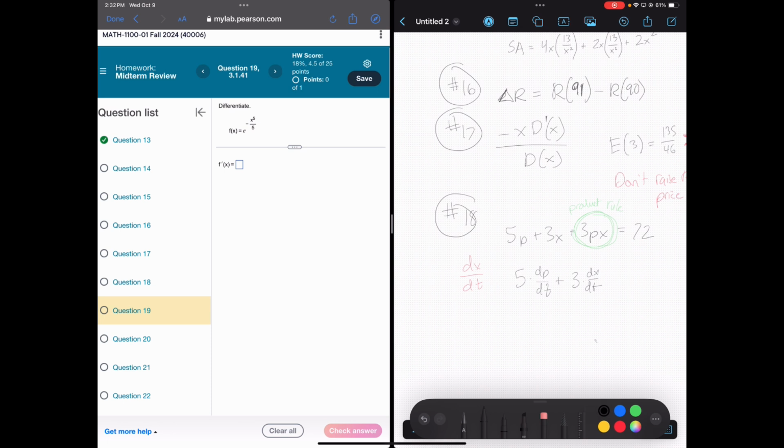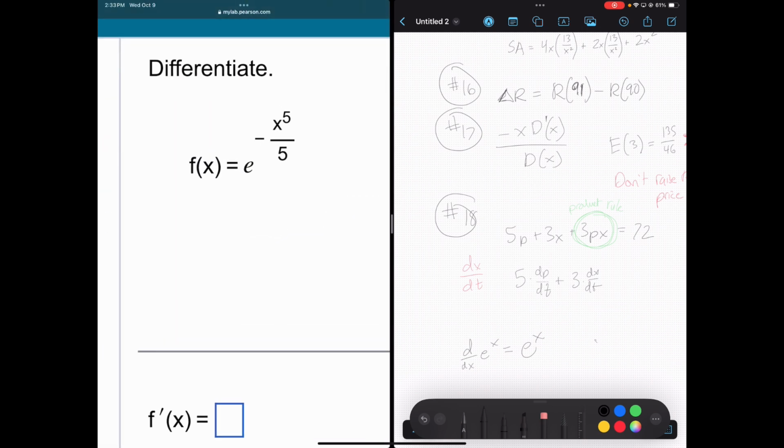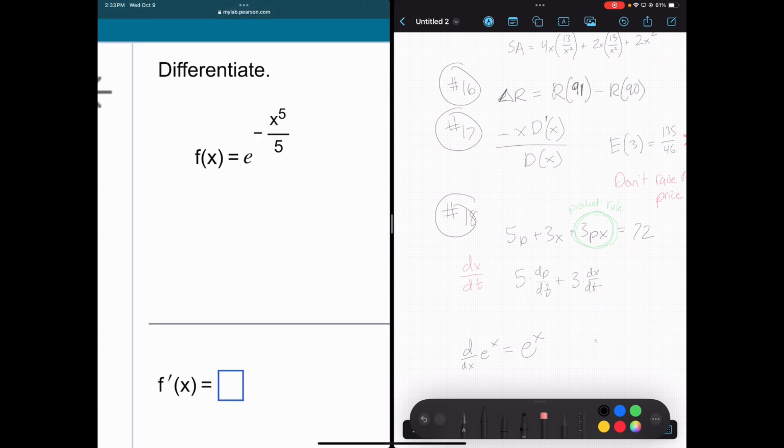What does this require? Yeah, it requires my log formula. So remember that the derivative of e to the x is just e to the x, right? The derivative of e to the x is itself. But looking at this specific problem, what else do I need? Chain rule. Yep.